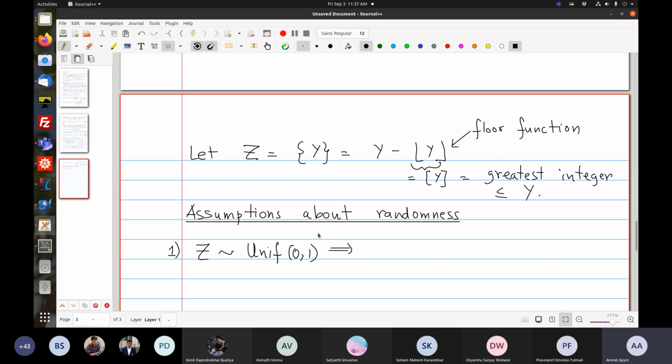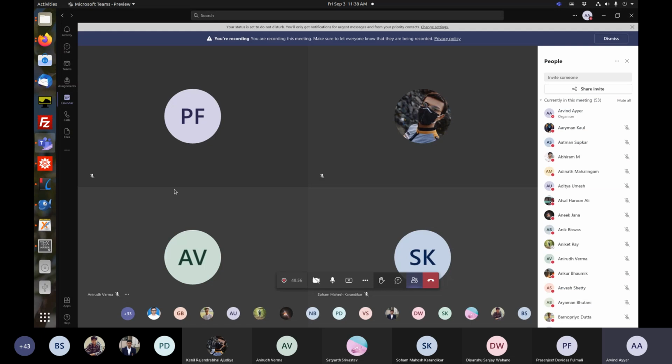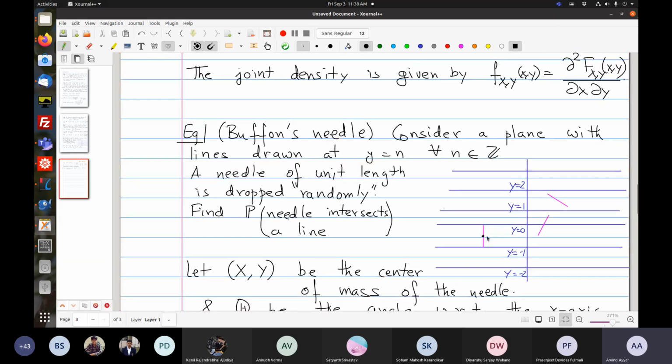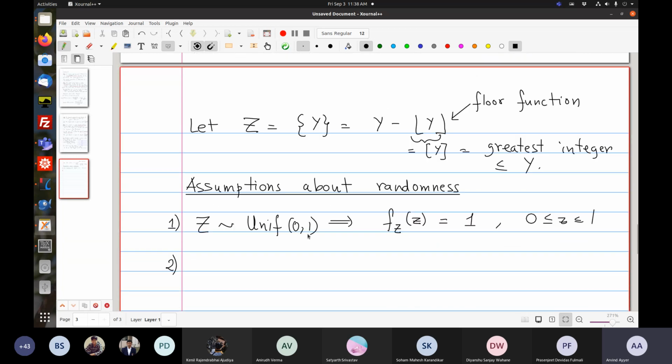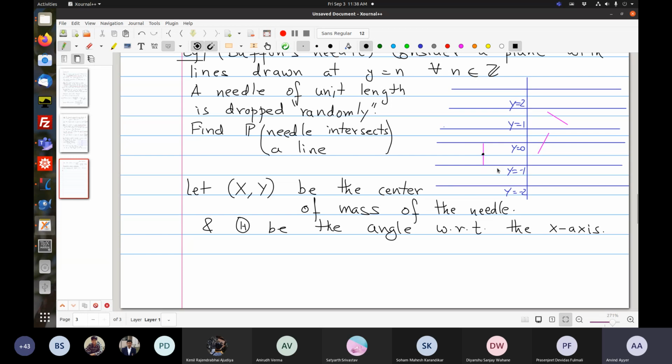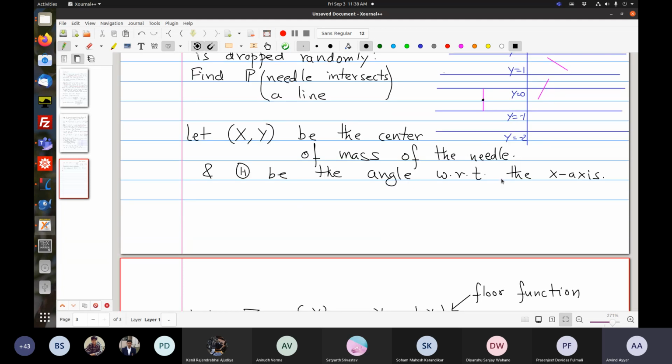Which means this is continuous. So which means its marginal density is 1 for 0 less than or equal to z less than or equal to 1 and 0 outside. Right? This is the density of the uniform 0, 1 random variable. So that means you're not privileging where you're going to place. You're kind of closing your eyes and placing the center of mass anywhere on this. I mean, we don't care so much about the x position. So let's just look at the y position. This is tantamount to saying that you don't privilege any particular position on the y-axis as you place it.